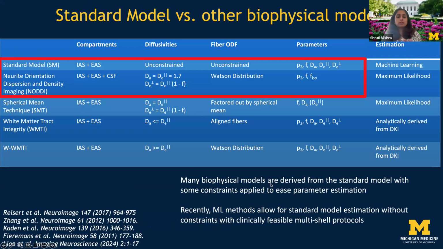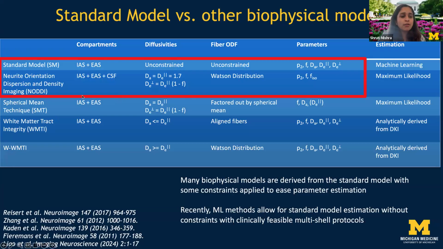The goal of the next couple of slides is to provide a high-level justification for the biophysical model that we chose for this study. The intent of this talk is not to give you a full review of all of the different biophysical models and how they're different, but I wanted to highlight that many of them are derived from the standard model, with the exception of NODDI, which includes a third compartment and models CSF as that third compartment.